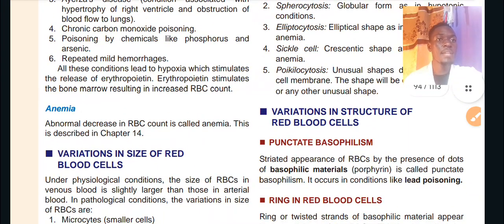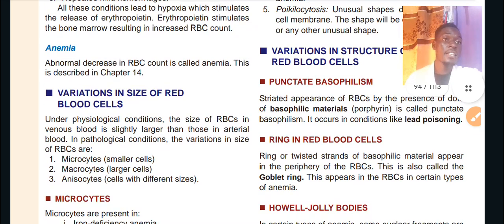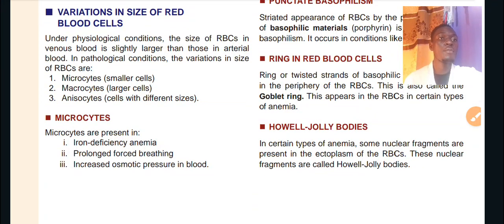Now, the variations in the structure of red blood cells: we have punctate basophilism, and this one is mainly associated with the presence of dots in the basophilic material, that's a porphyrin. This is mainly caused by lead poisoning. We have ring formation in the red blood cells, where we see a ring-like structure in the periphery of the red blood cells, and this is normally caused by some types of anemia. Then we have Howell-Jolly bodies, where we see fragments that are present in the cytoplasm of red blood cells.